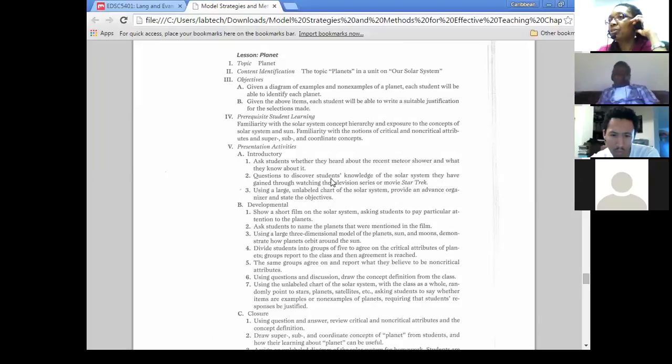And then questions are used to discover students' knowledge of the solar system. They are gained through watching the television series or movie Star Trek. So you can see that here is another attempt to connect what you're going to with what students already know. And then using a large unlabeled chart of the solar system, provide an advanced organizer to state the objectives. So here it is, that's written.